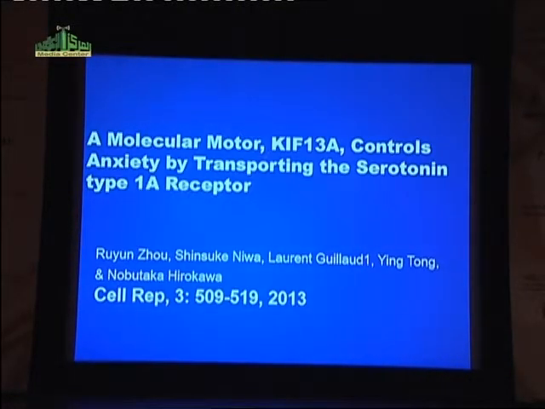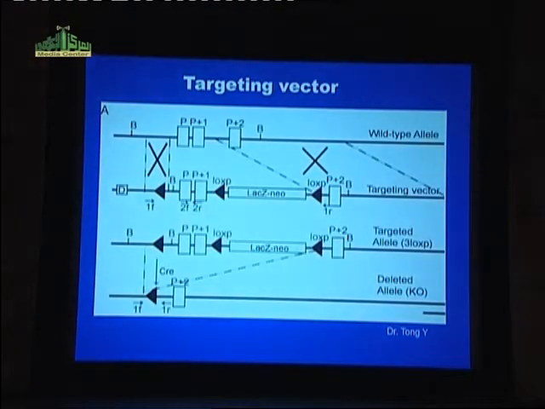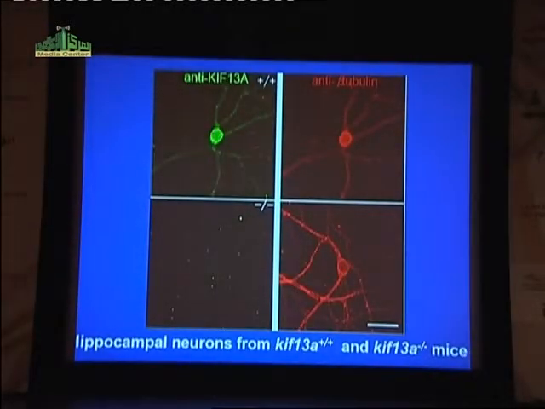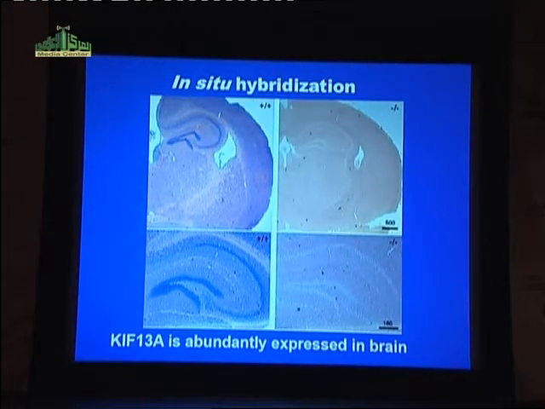Next, I talk about KIF13A, which controls anxiety and mood. This is the first motor protein which relates to psychiatric disease. So we identified the KIF13A motor and tried to know its function, so we generated knockout mice. KIF13A is expressed in the cell body, dendrite, and also axon. And this is a knockout mouse. In situ hybridization shows that 13A is expressed in hippocampus, in the cortex, and in other neurons in the brain.